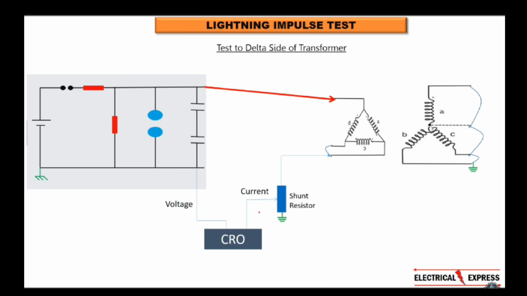Next we understand that if we have to do lightning impulse from the delta side, then how will we do its connection? Same as I told you, except the phase in which we are doing lightning impulse, we have to short and ground all the phases. Like you can see, we have shorted and grounded the star side or primary side, and here this is the R phase. So we are doing the lightning impulse test in the R phase. Right now there is no neutral on the delta side, so what we do here is short the other 2 phases. We ground through the shunt resistor, and through the shunt resistor we give the current input to the CRO and the voltage input through the voltage divider. So this is the connection if we have to do lightning impulse from the delta side.